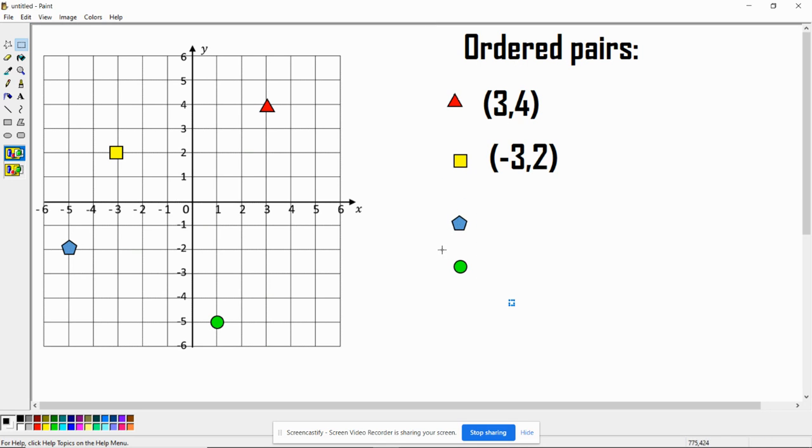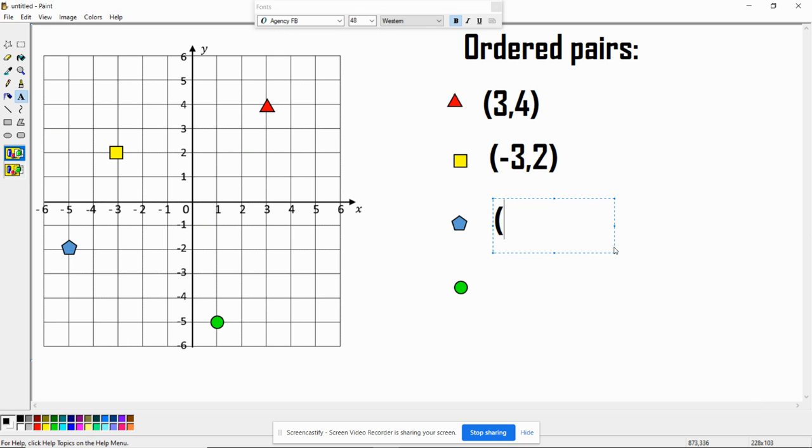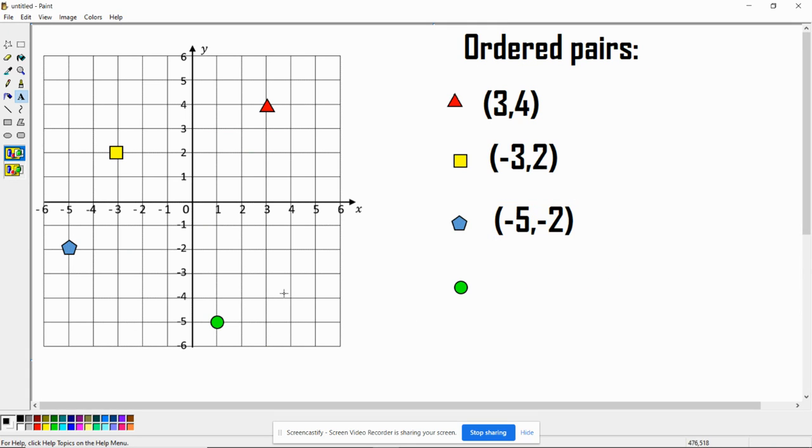Let's jump down into quadrant 3, into this section right here. Again, you're going to go 1, 2, 3, 4, crawl to the left on the x-axis, -5. And now you're not going to stand, but you're going to sink. That's a good way of remembering it. You're going to crawl to the left on the x-axis, and then you're going to sink. How many? -2. So the ordered pair for the pentagon is -5, -2.